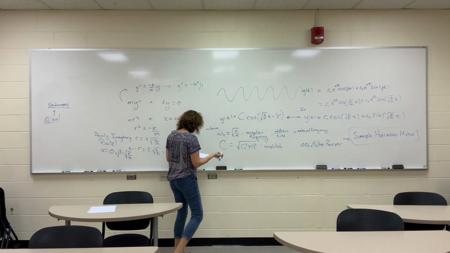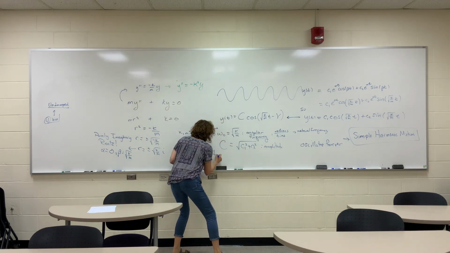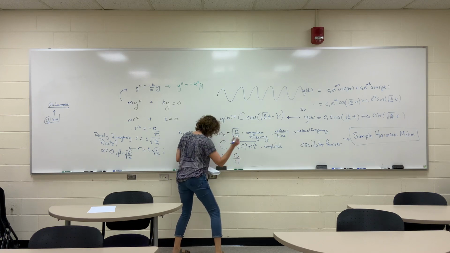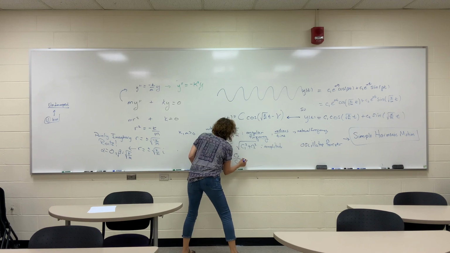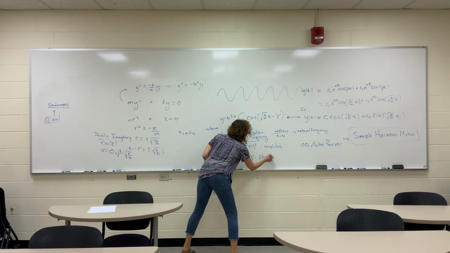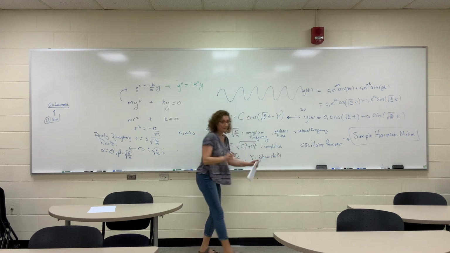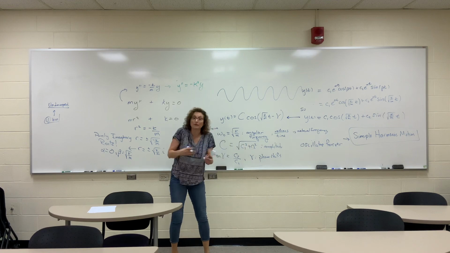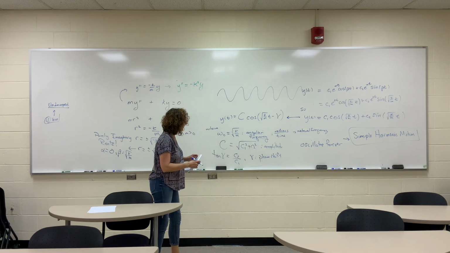Okay, that's the amplitude, and then the tangent of gamma is C2 over C1, and gamma is called the phase shift, right? And it is exactly what you would expect. It's the left to right shift of the phase of the wave, okay?